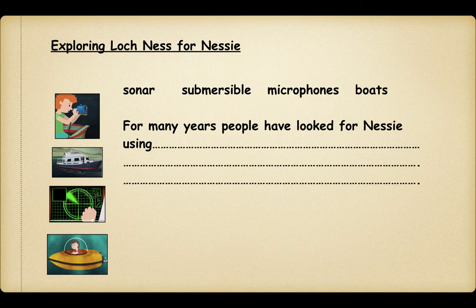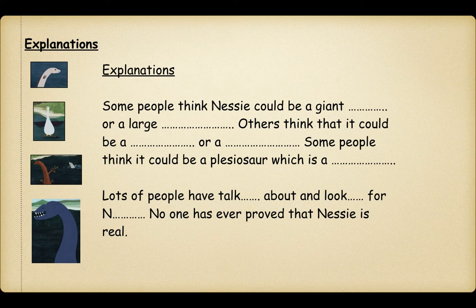Notice we've got our verb with its ed at the end, looked. So they're very good if we're writing an information text about the past. So this all happened in the past. And finally, at the end, we can finish our information text with explanations. Some people think Nessie could be a giant or large. Others think that it could be a. Some people think it could be a plesiosaur, which is a.